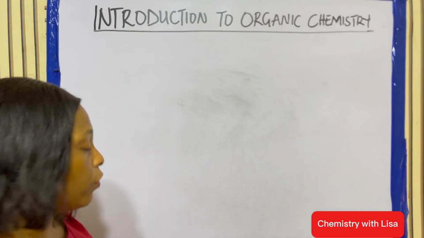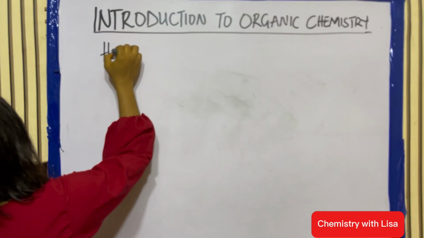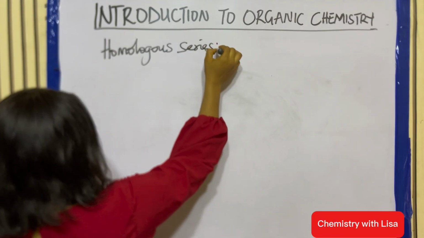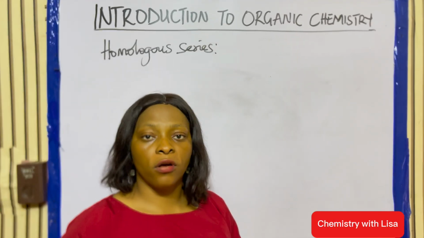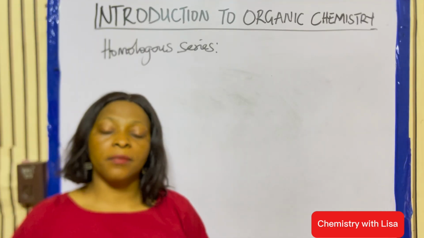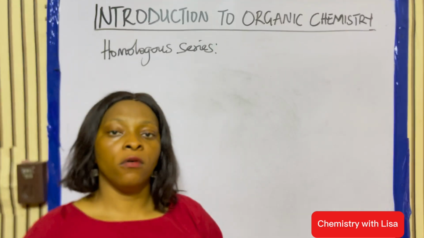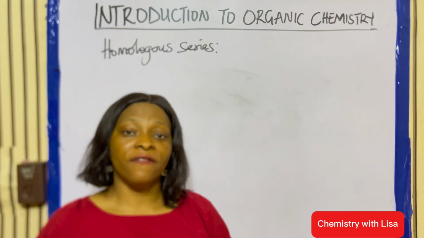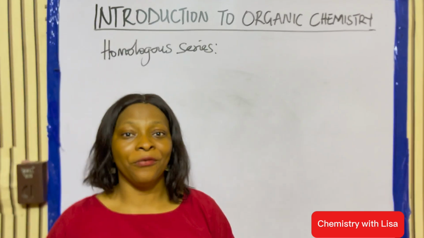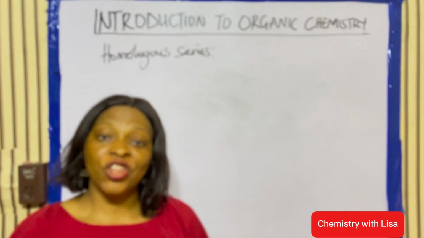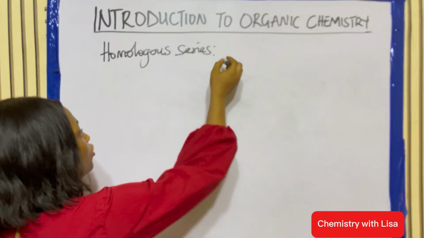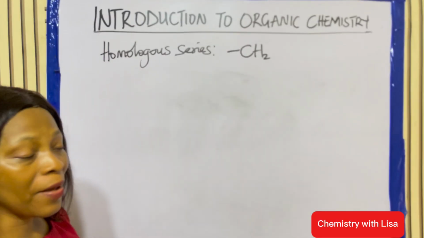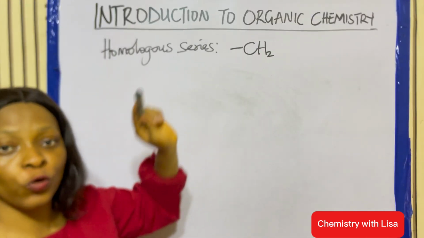So the first concept we'll be looking at is the homologous series. Now, what is a homologous series? A homologous series simply refers to a family of organic compounds that has a regular structural pattern, where each member differs by a CH2 group.